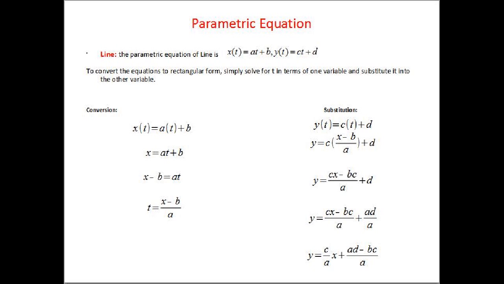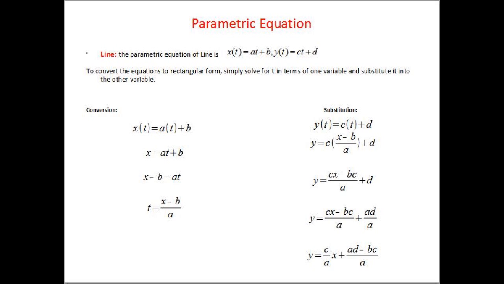x equals at plus b. Subtract b from both sides, and that gives us x minus b equals at. Divide a out on both sides, and that gives us t equals x minus b over a. Substituting it into the parametric equation for y, we get y equals c times x minus b over a plus d.